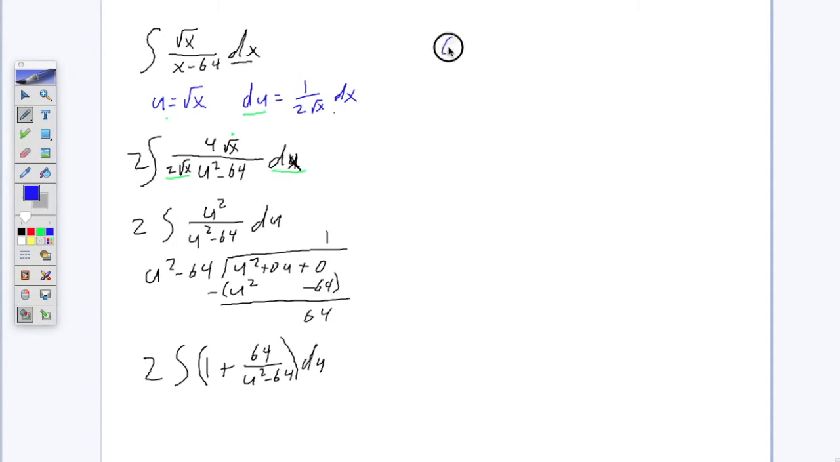So 64 over u minus 8 times u plus 8. I'm going to do partial fraction decomposition, which means I can break this down to A over u minus 8 plus B over u plus 8. Then we'll multiply both sides by u minus 8 times u plus 8. What that's going to do is get rid of all of the fractions.